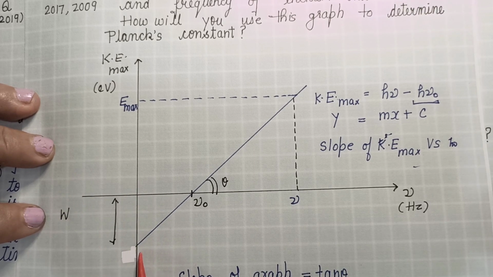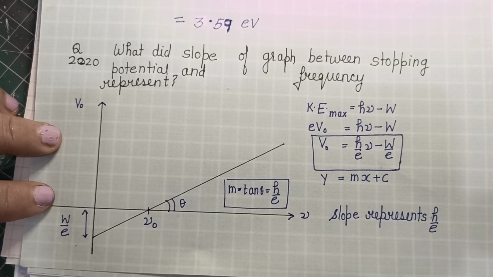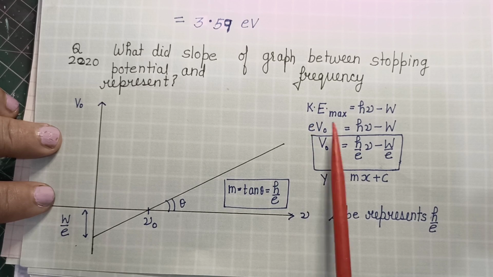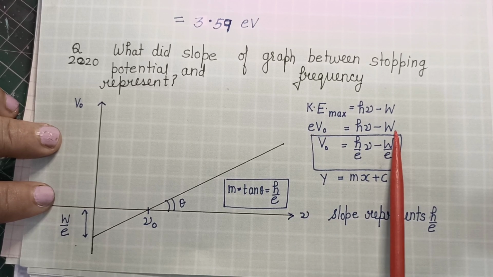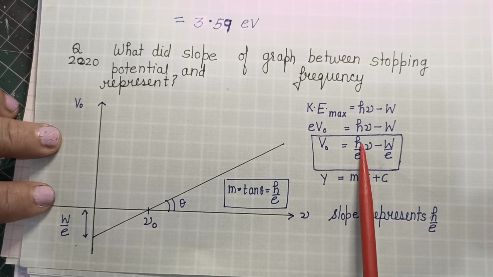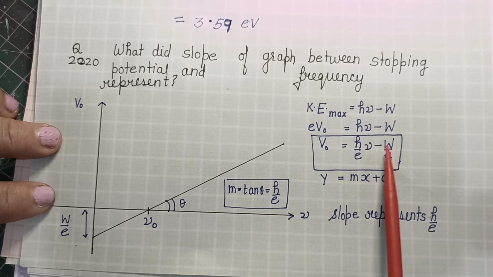directly the work function. But if the graph is between stopping potential and frequency, then we need to modify this equation. Divide this equation by e. So here we will be left with V naught equal to h by e nu minus W by e.